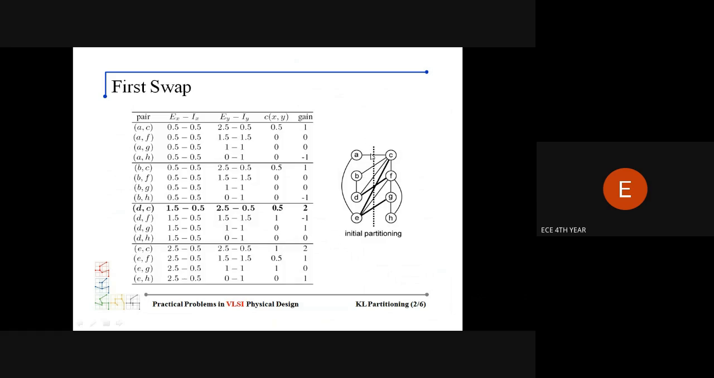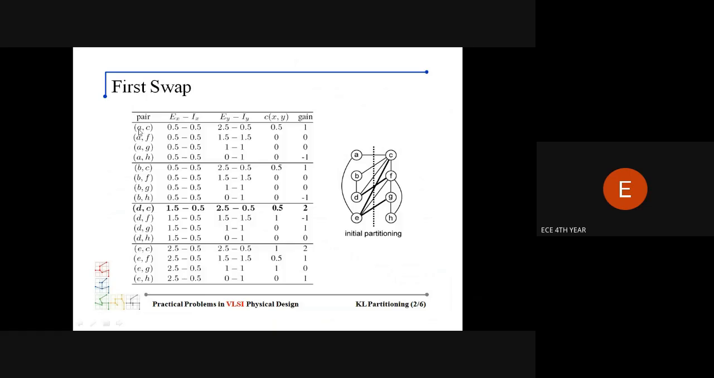Then how many cut lines are going by this partition? We have to calculate. How many cut lines? 1, 2, 3, 4, 5, 6, 7. 7 cut lines are there. Now, by the algorithm, we have to check all the pairs gain. Now, the pairs are A. So, we have to check A with C, A with F, A with G, A with H. Fine. B with C, B with F, D with G, E with H. And so on.